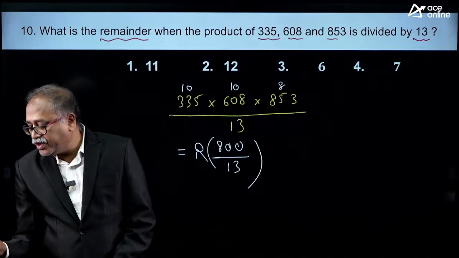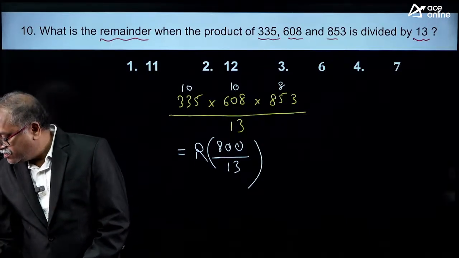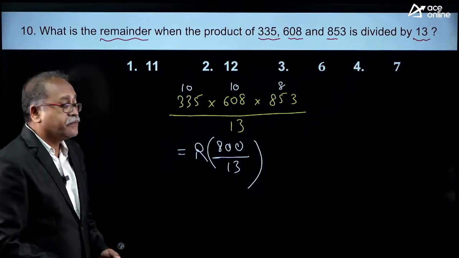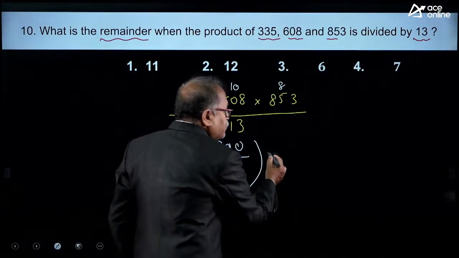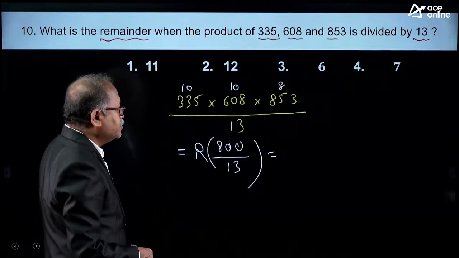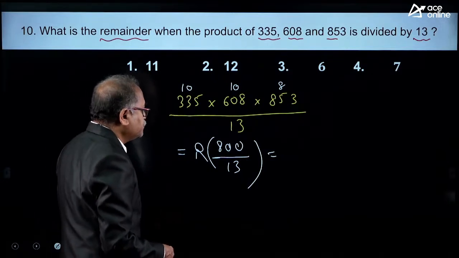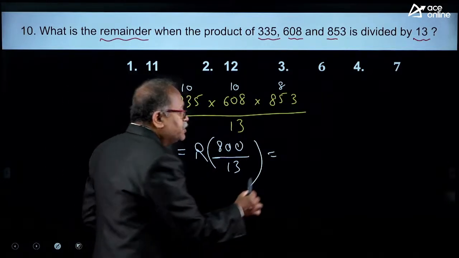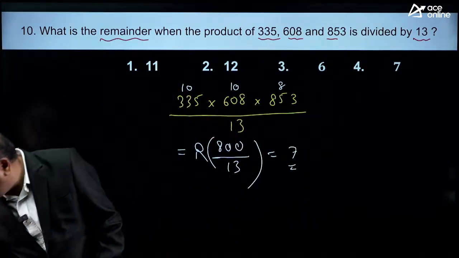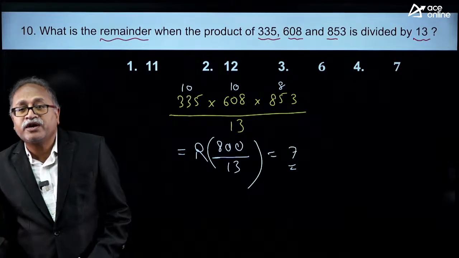Yes, Praveen, Fatima, Kishore, all you people can answer the question. Here you simply need to take the remainder. When we divide by 13, you will be getting the remainder 7. If you are getting 7, then you are right.